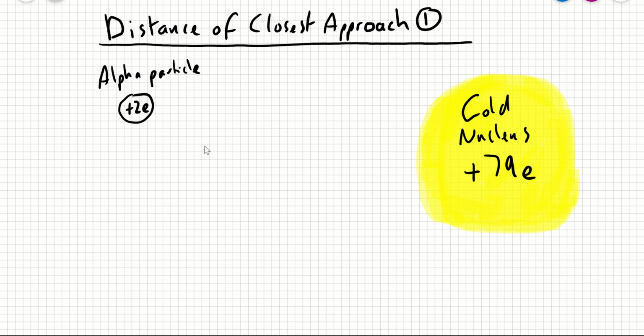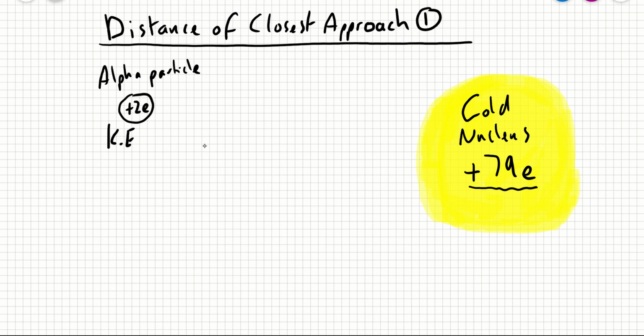Okay, so we've got the alpha particle there. It's whizzing along to the right, and it's got lots of kinetic energy at this point. But obviously it's positive, plus 2e charge, and the gold nucleus has a plus 79e charge there. So these two are repelling each other, electrostatic repulsion.